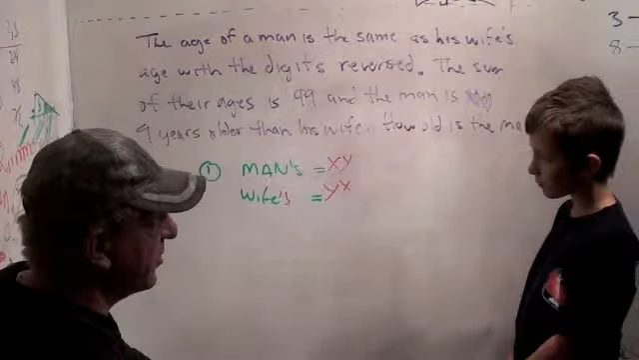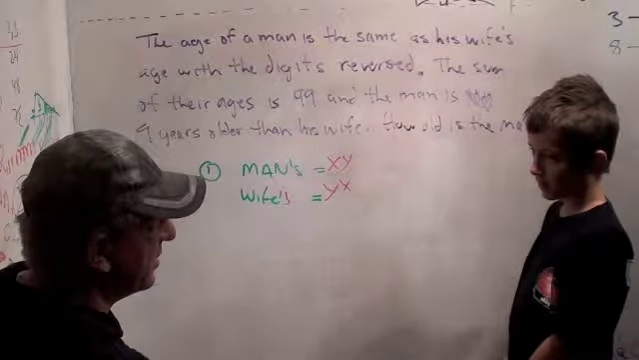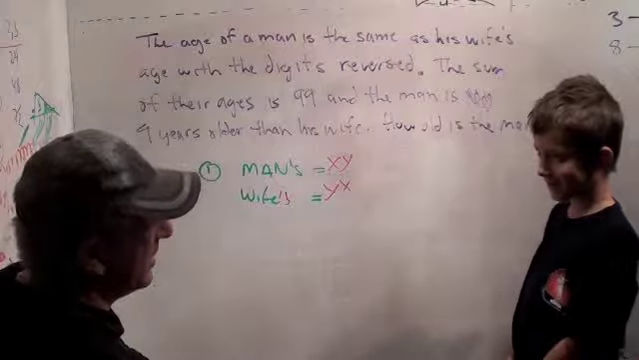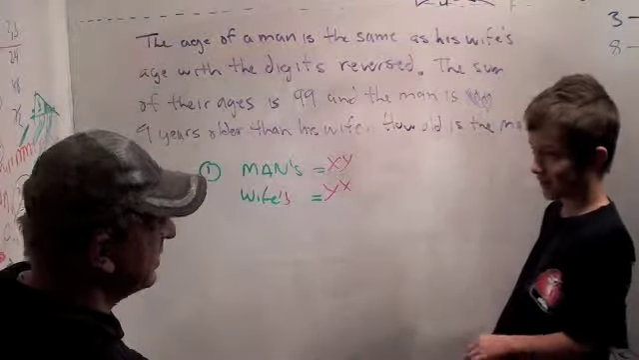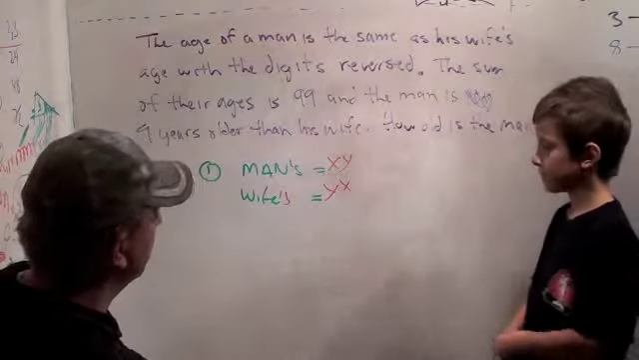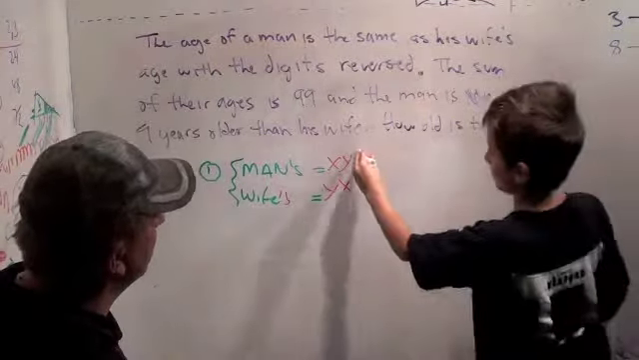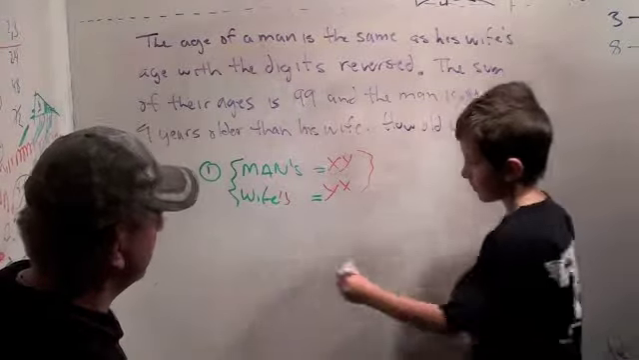So if the man was 63, how old is the wife? 36. If the man is 33, how old is his wife? 33. If the man is 51, how old is his wife? 15. Very good, okay. So the first step is just writing down what we learn in the problem. And then what's the second step?